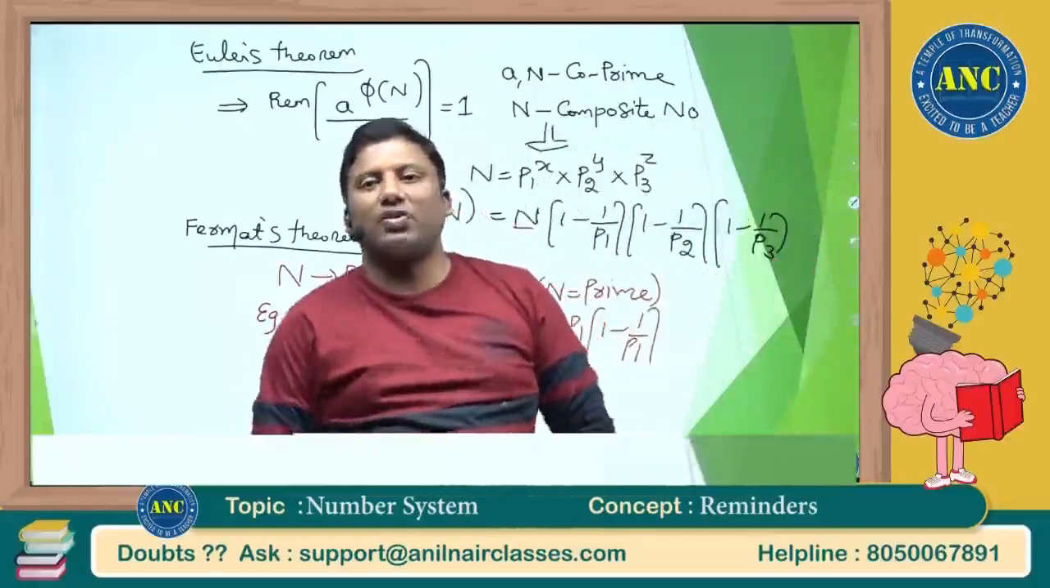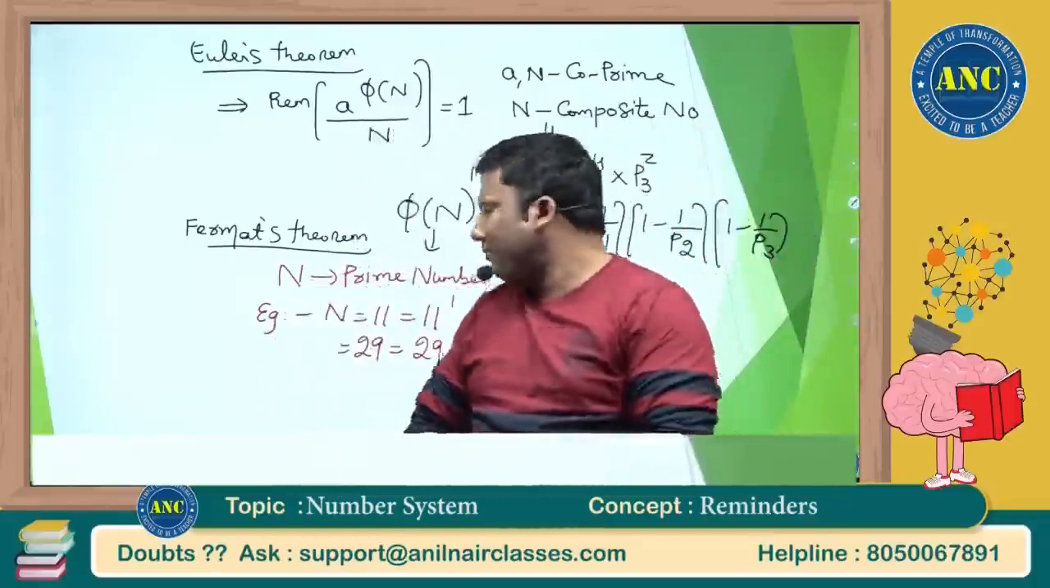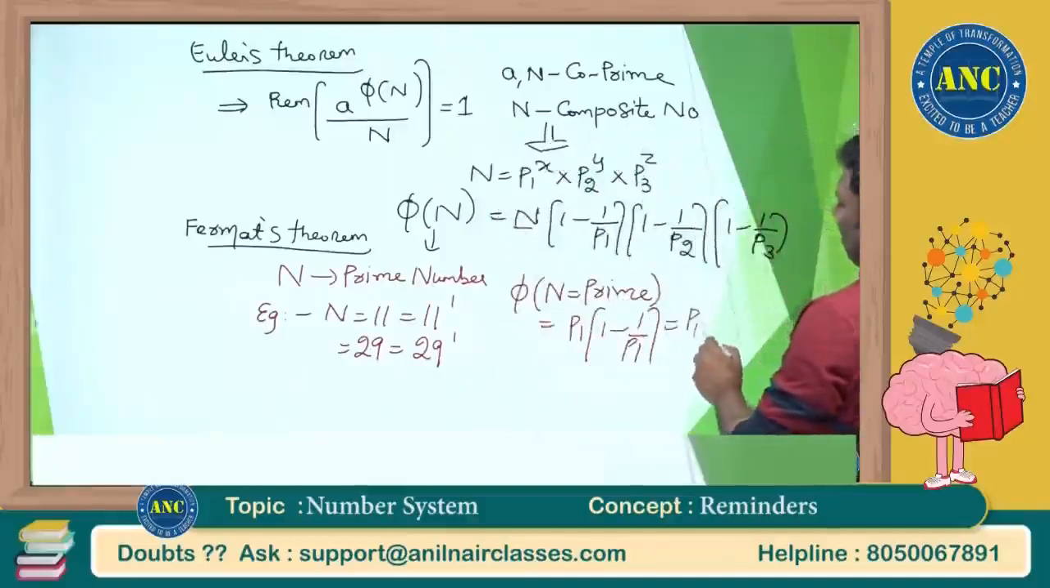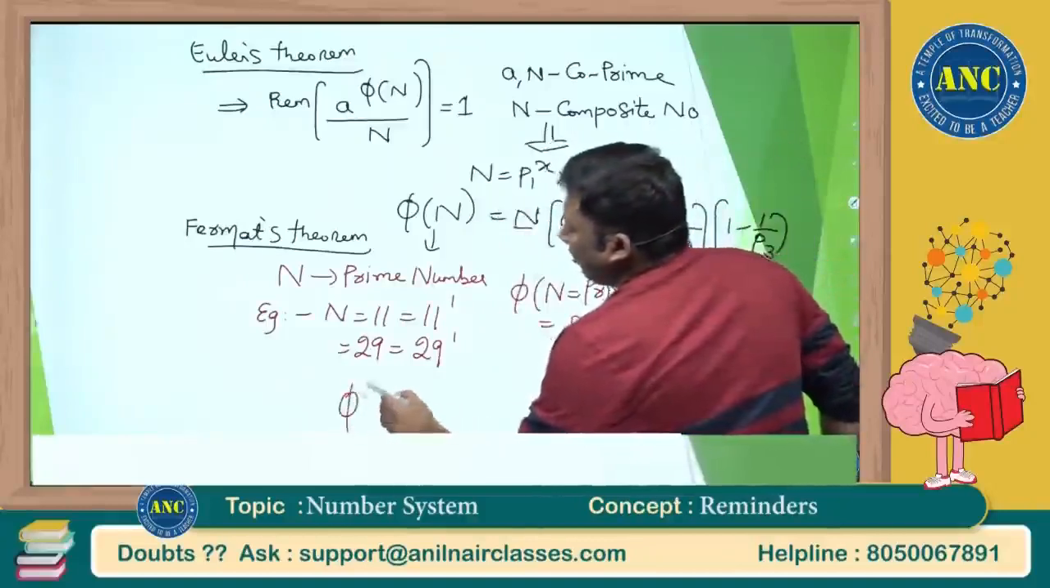23 can be written as 23 power 1. 31 can be written as 31 power 1. So P1 into 1 minus 1 by P1. These are nothing but P1 minus 1. Very, very important point. Please write down.